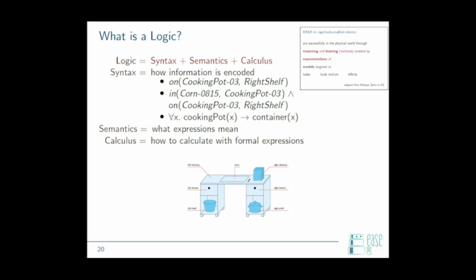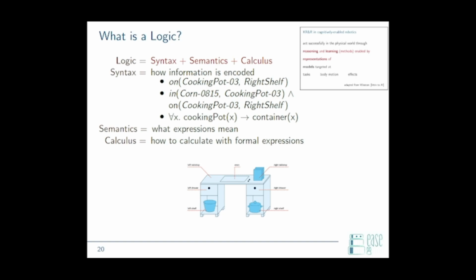So you all know predicate logic. The mechanisms are that you can, for instance, in this situation here, say that an object called cooking pot is in a place which is the right shelf, and the relation that is true for these two entities is the relation on.